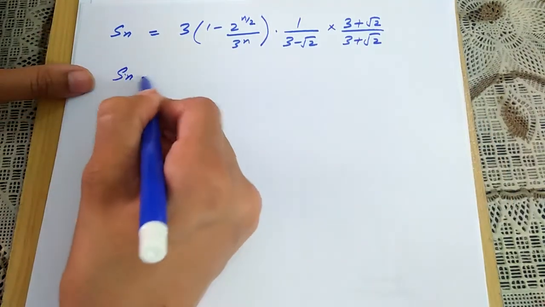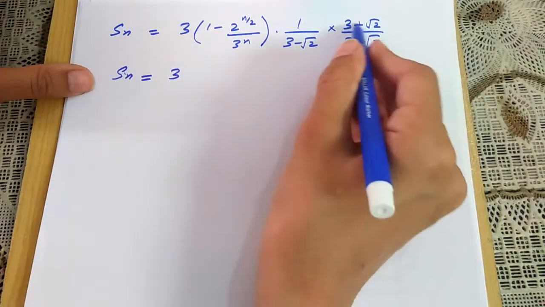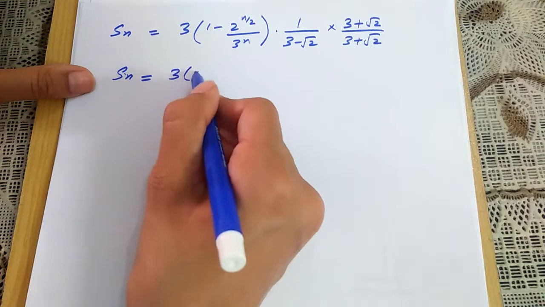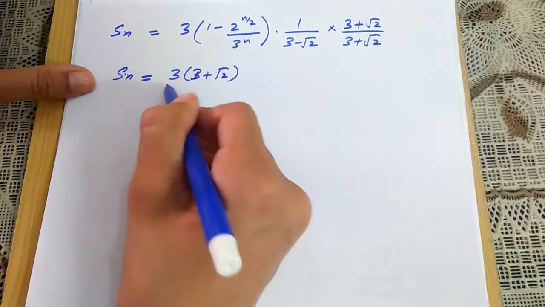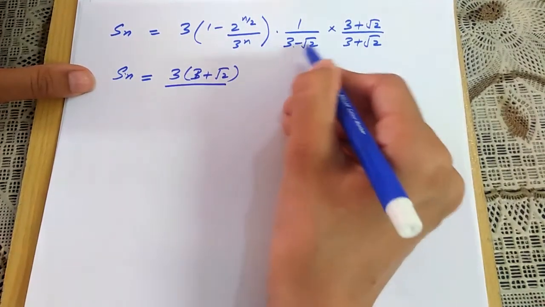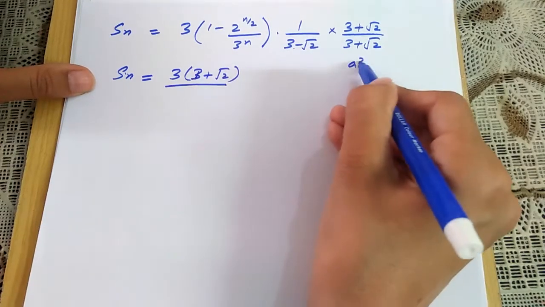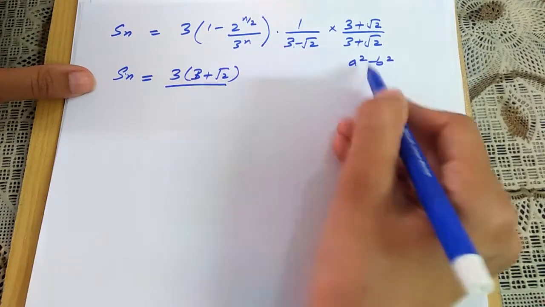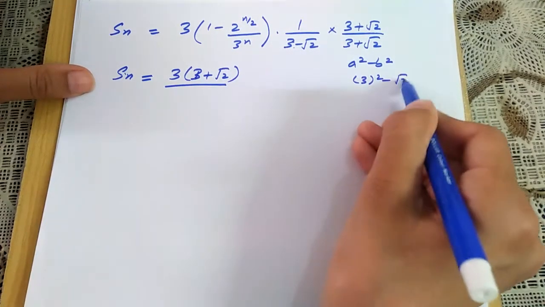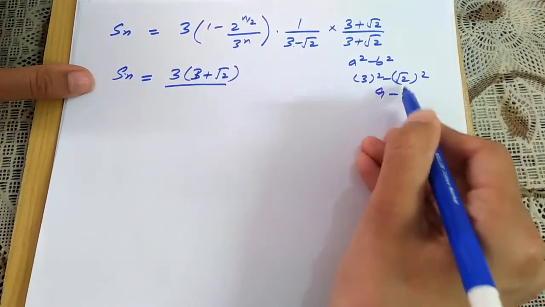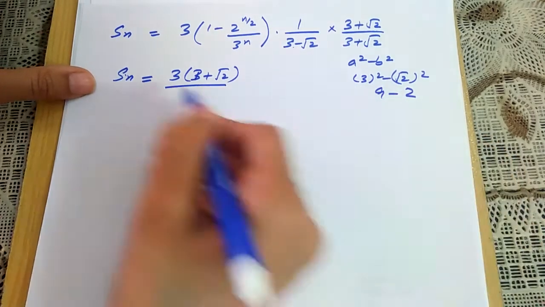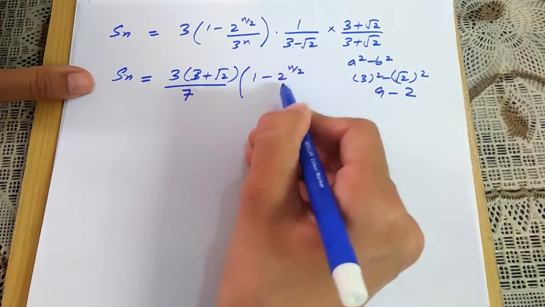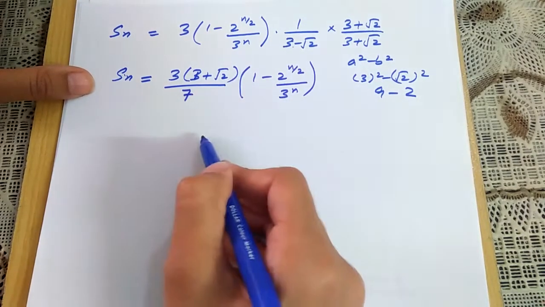You will get here Sn = 3 into (3 + root 2) divided by this thing. A minus b into a plus b will give you a squared minus b squared. So this will be 3 squared minus root 2 whole squared. So you will get 9 minus 2, that will be 7 here. And what you have here, 1 minus 2^(n/2) over 3^n.